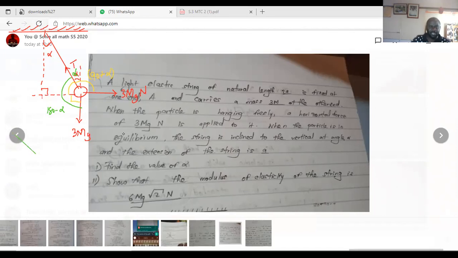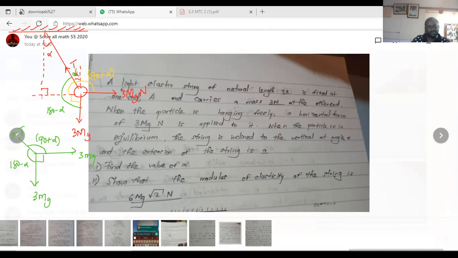So by Lamy's theorem, if I extract out the three forces, they will look like this. We have one force there, we have another force there, we have another force down. With this extraction, we can realize that this is 3mg. This is also 3mg. Then this is going to be the tension in the string. This is going to be 90. This angle is going to be realized as 90 plus alpha. Whereas the whole of this angle is going to be 180 minus alpha.